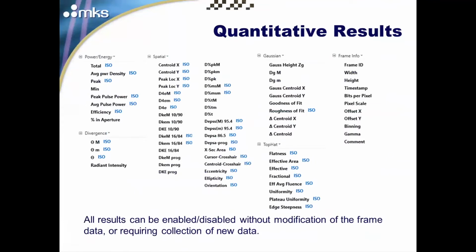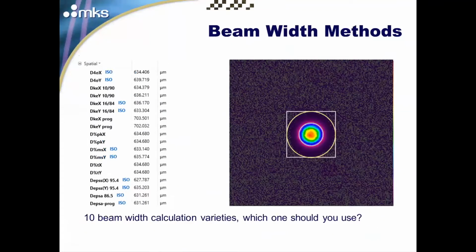So here are all the calculations that BeamGage provides. All of these can be enabled and disabled. You can start statistics without any modification of your frame data or requiring new data. It's completely non-destructive to the data to turn these on and off. I want to focus on beam width methods at first. There are 10 different varieties of beam widths enabled in BeamGage. So which one should you use?